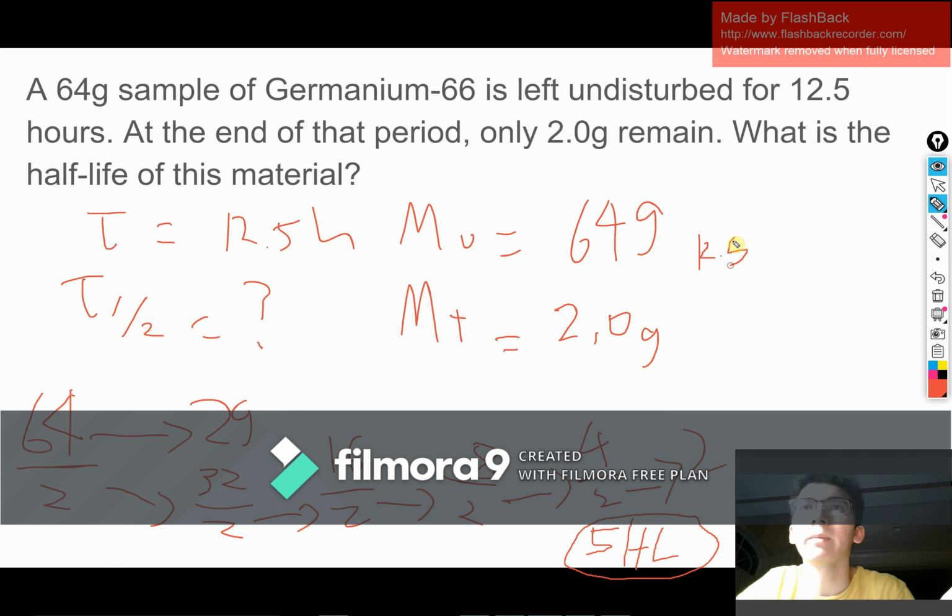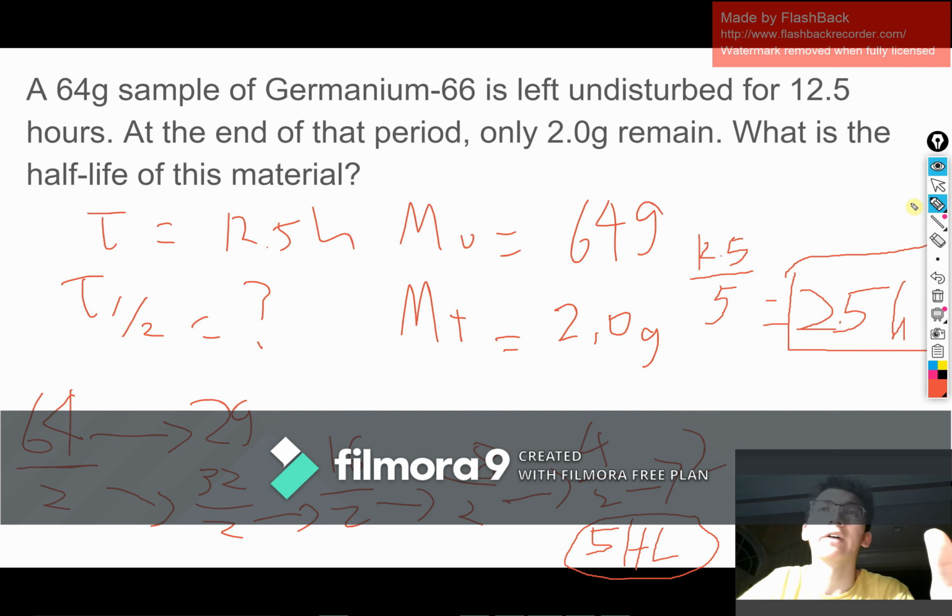So we use our total time of 12.5 and divide it by our 5 half-lives, and that gives us 2.5 hours. And that is the length of each half-life. So that is the answer. Each half-life is 2.5 hours.